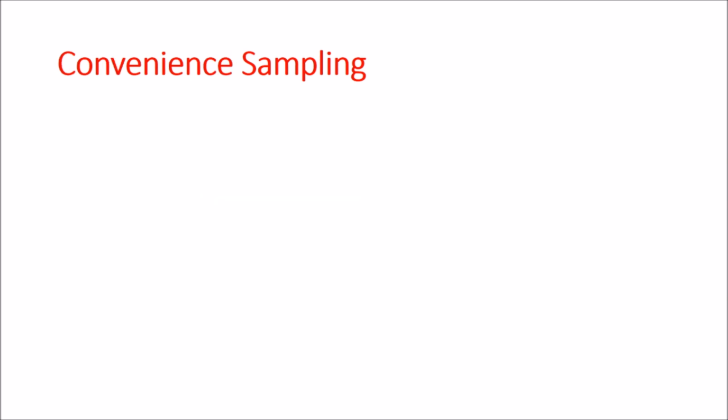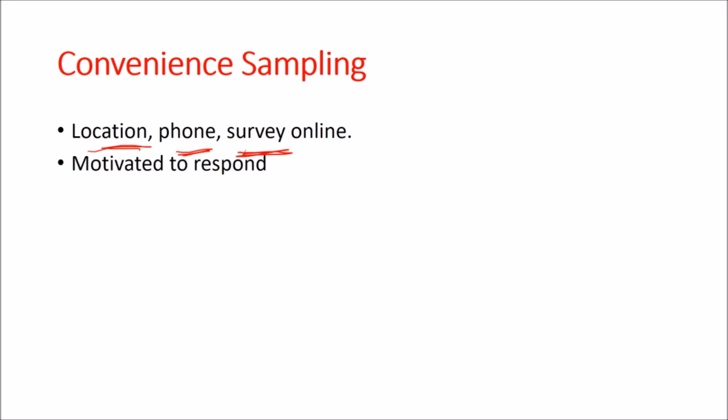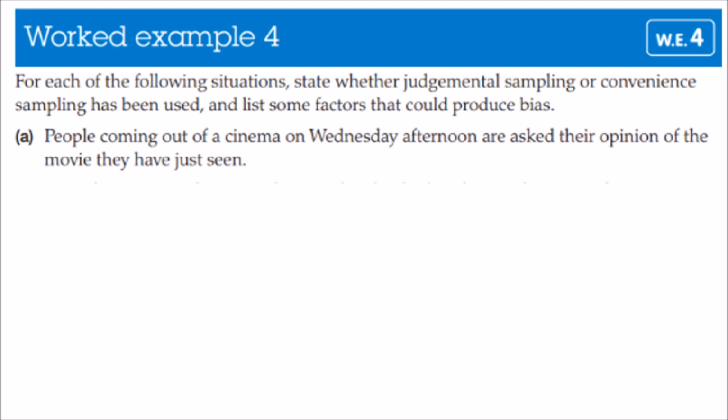Convenience sampling. So what does convenience sampling mean? It means you pick random people from a certain location because it's convenient, or you call numbers that pop up because it's convenient, or you survey people online. Now this is definitely biased, because it depends on whether people are motivated to answer you or not. So you might get the same kind of people that respond to your surveys, and not a random bunch of people.